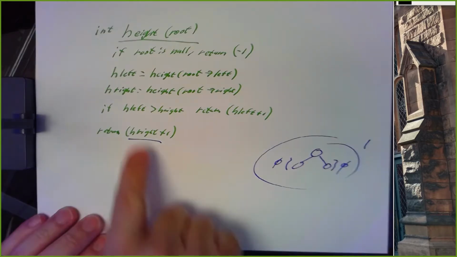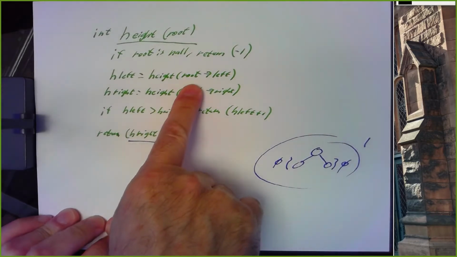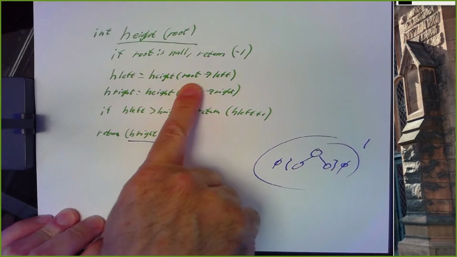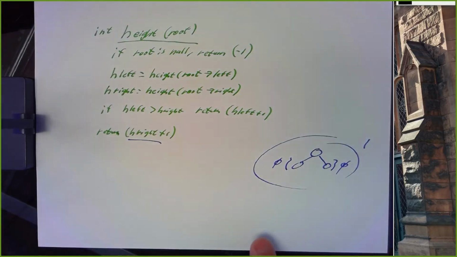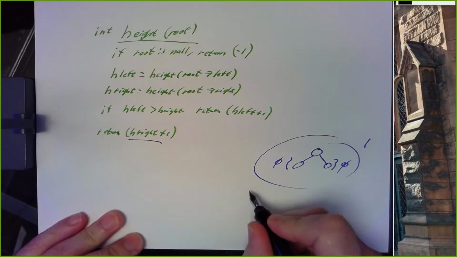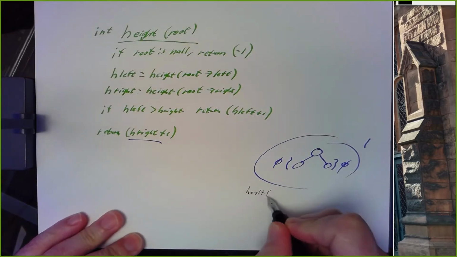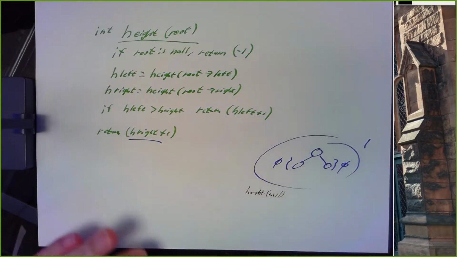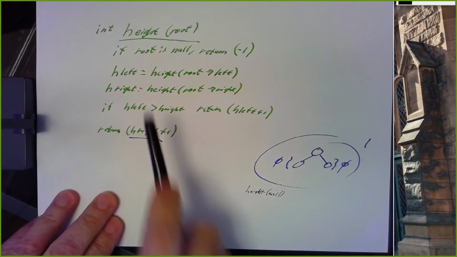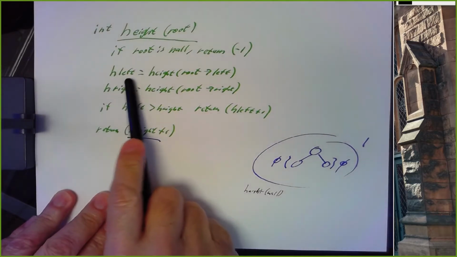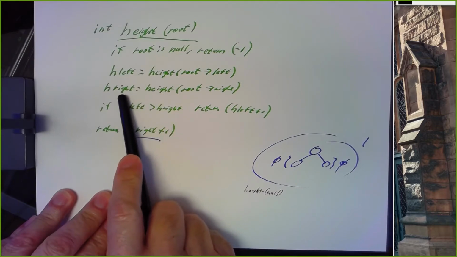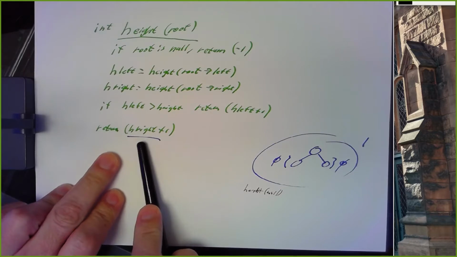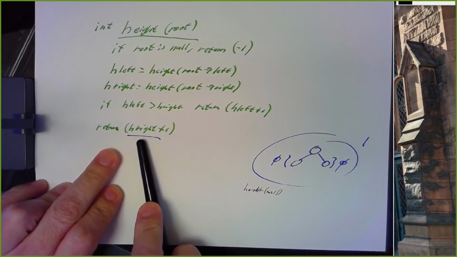So when you call the height of root arrow left, that call will at some point make a call to height of null, and that call to height will return a -1. But that will save -1 in some local variable hLeft, and it'll save -1 in local variable hRight, and this will cause that call to height to return a 0.